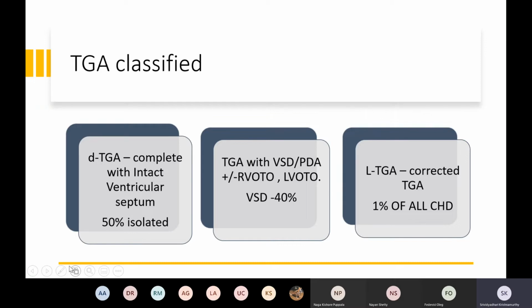Now, the other entity is LTGA, which is basically corrected TGA, and this accounts for about 1% of all congenital heart diseases.